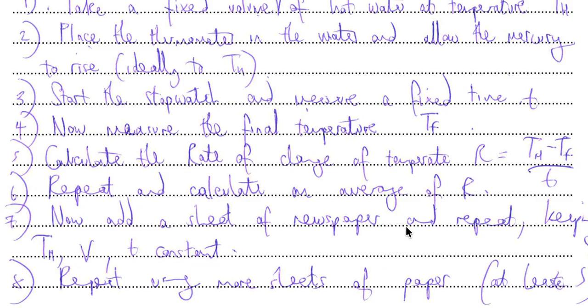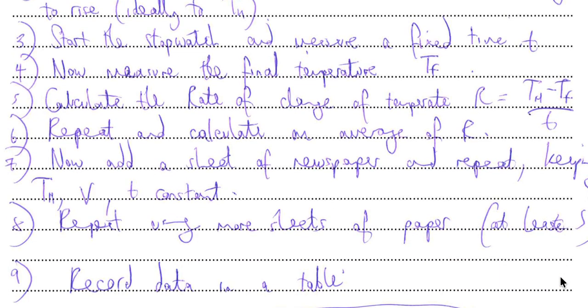Now notice here I'm not giving loads of instructions, but I could say repeat and calculate average R again, but I think as long as you mention it once, you'll probably be okay. There's the benefit of the doubt given that where you mention averaging, they assume that you're going to average everything. Repeat using more sheets of paper, at least 5. And then record the data in a table.